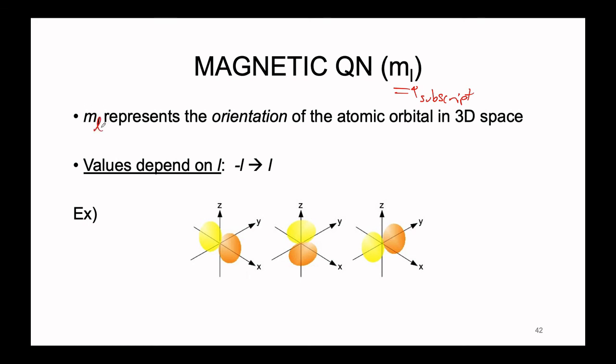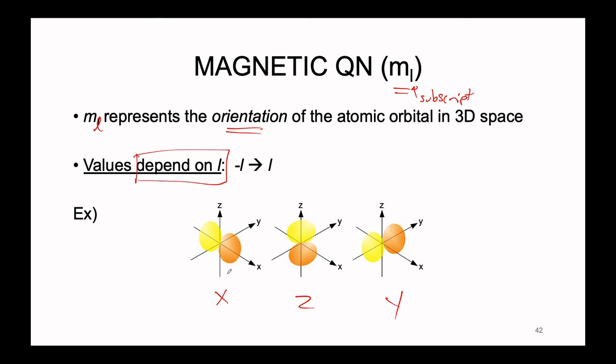So M sub L is going to represent the orientation of your orbital in 3D space. For example, we've previously said when it comes to p orbitals that there are 3 unique p orbitals. Before, we labeled them using x, z, and y. These are the 3 different directions they can face in Cartesian space. The magnetic quantum number gives us a numeric representation of this as well. The values for your M sub L are going to depend on L.